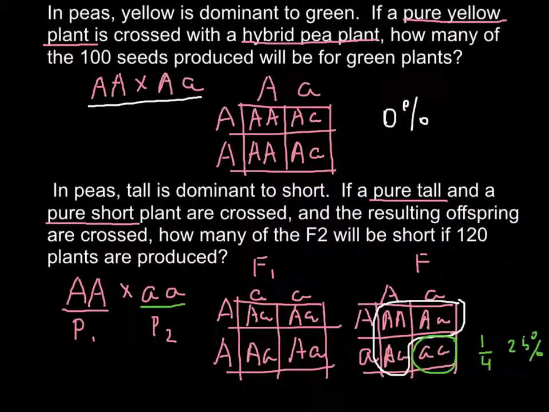And we are asked for the number out of 120, so we just have to multiply 120 by 25%, and the answer would be 30 plants that are going to be short, just like parent 2 here. And out of 120, minus 30, it means that 90 plants would be tall like parent 1 here.